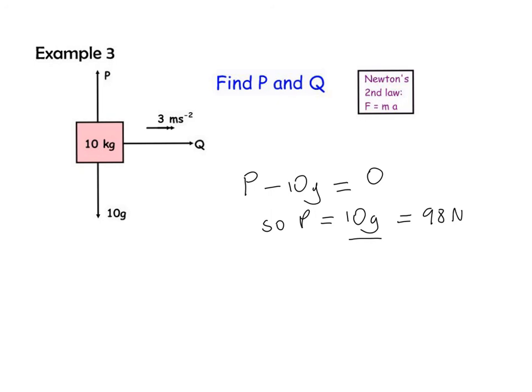We also know that there's no force acting in the opposite direction to Q, so we know that Q is equal to 10 kilograms, which is the mass, times 3 meters per second squared, which equals 30 newtons.